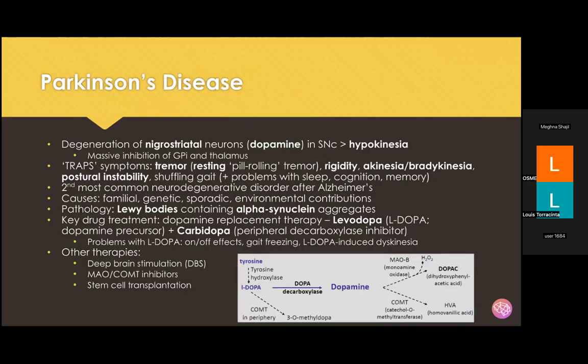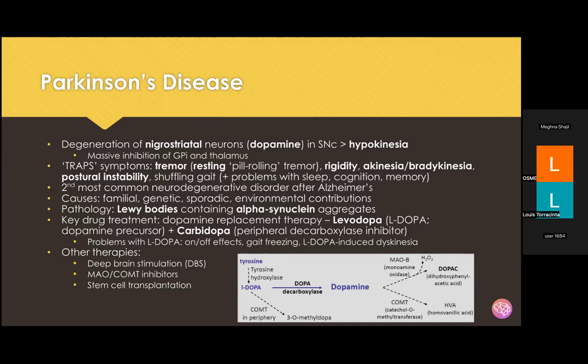So a bit more about Parkinson's that we talked about. There is degeneration of the nigrostriatal neurons, which produce dopamine, which results in hypokinesia. It's basically a massive inhibition of the globus pallidus interna and the thalamus of those direct pathways. So you get the classic TRAPS syndrome. Tremor, which is a resting pill-rolling tremor. It'll be like, oh, I noticed Dad was watching television and the hand that was holding the remote just kept rolling around, and that's the only thing I noticed that was wrong with him. They'll get rigidity, and akinesia, so they won't be able to move.